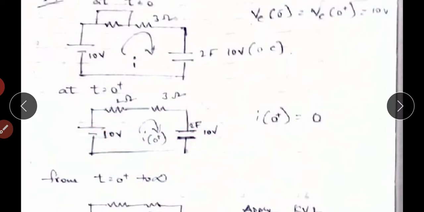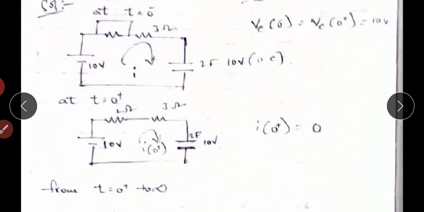The voltage across the capacitor equals 10 volts. Here at this point the voltage equals 10 volts, and at this point the voltage equals 10 volts. So finally the potential difference equals 0. In this circuit the potential difference equals 0. Why? Because on both sides the applied voltage equals 10. So finally the current flowing through this circuit equals 0. So here the i(0+), or initial current value, equals 0.